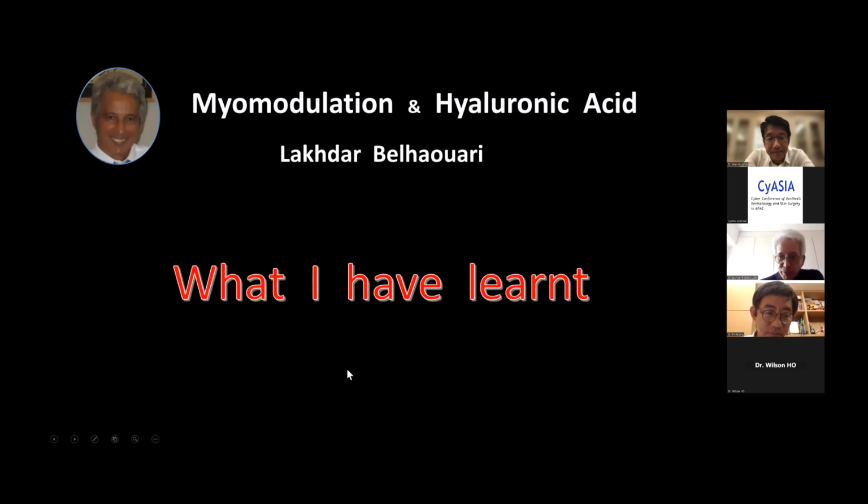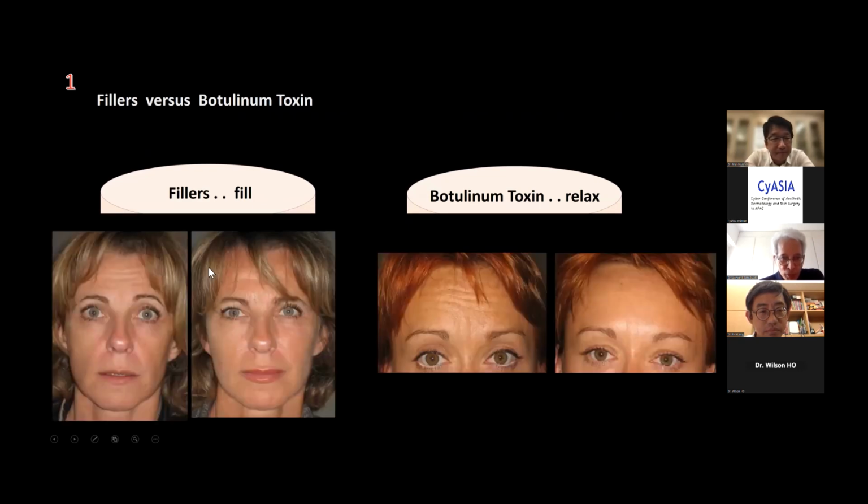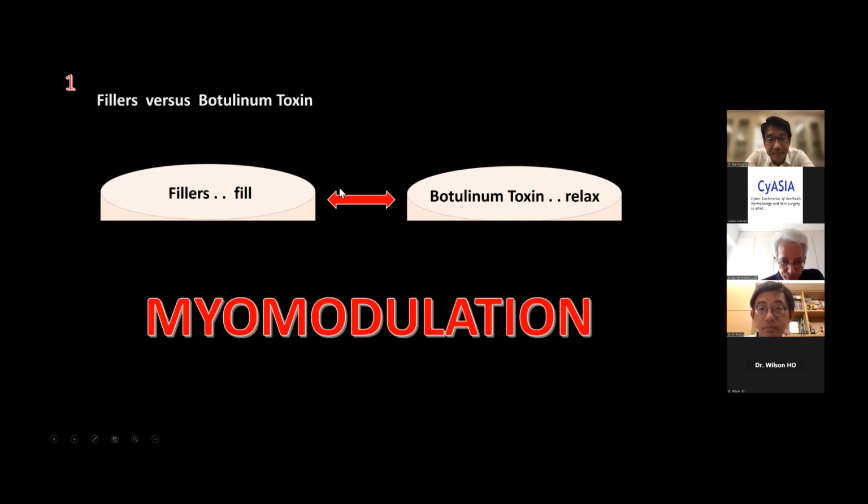What I have learned. First, we know, and you know, fillers fill and botulinum toxin relax. You can see an example of filling and one example of botulinum toxin. But the question today: do fillers have a function in myorelaxation? Can we switch from fillers and botulinum toxin? And we call this myomodulation.